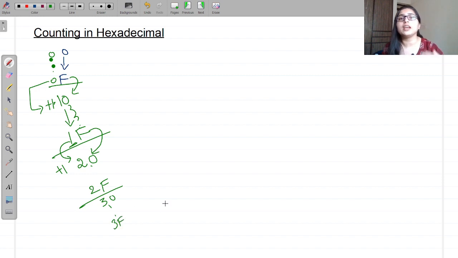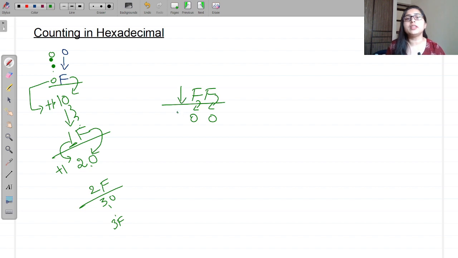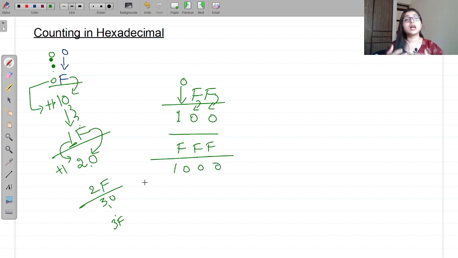Till where we can consider this? Till FF. Now both the columns have reached the maximum limits, so reset both to 0 and now increment this column, which is previously 0, now it will be incremented to 1. So this goes on till FFF. Once again it will be like 1000. This is how the counting takes place in the hexadecimal number system.